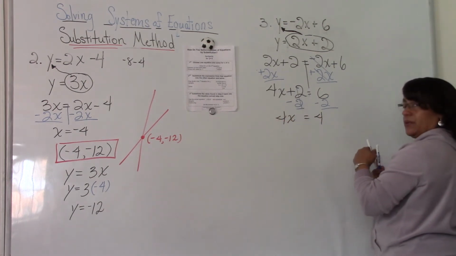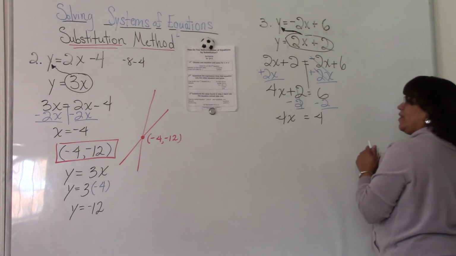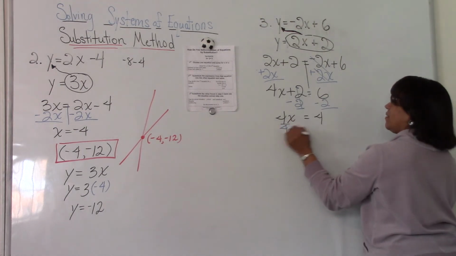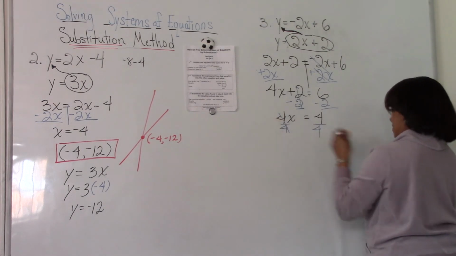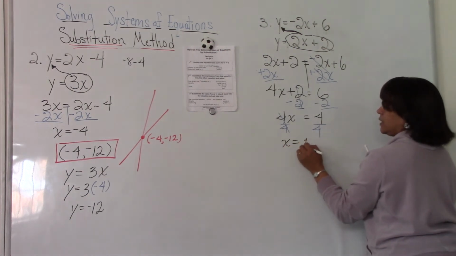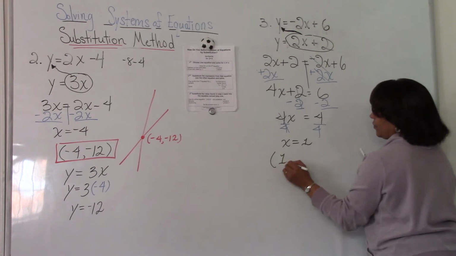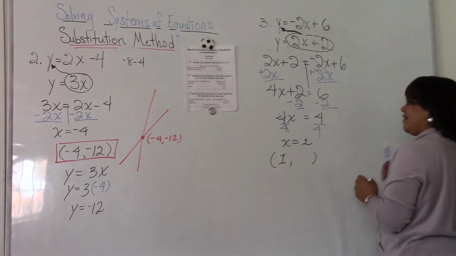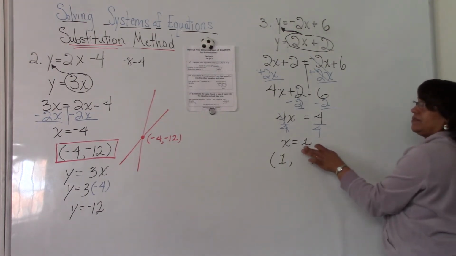And what would you do at this point? Right, undo your multiplication by dividing. And we get our answer for x. X is equal to 1. But we're looking for an ordered pair, so we're only halfway there. What would you do with that 1?